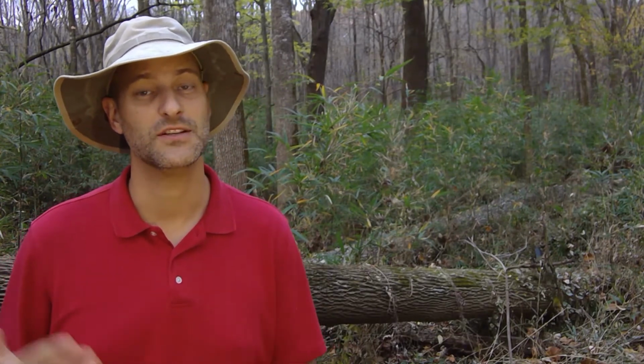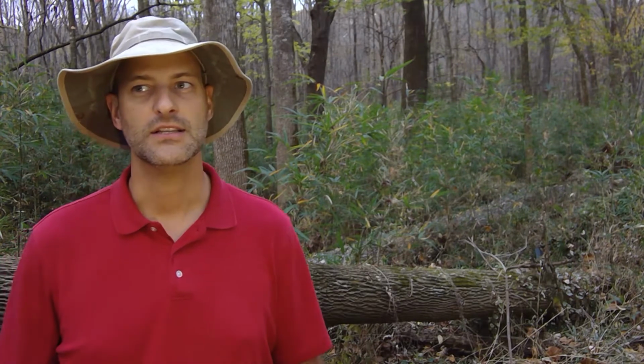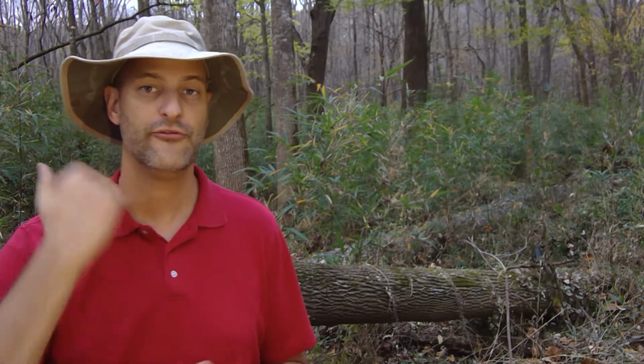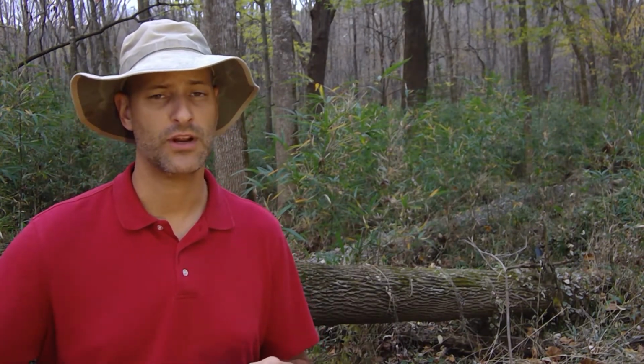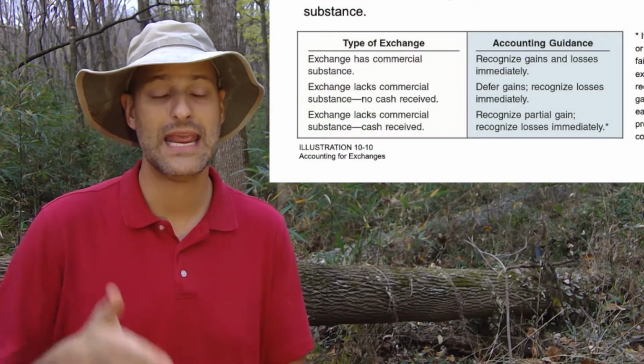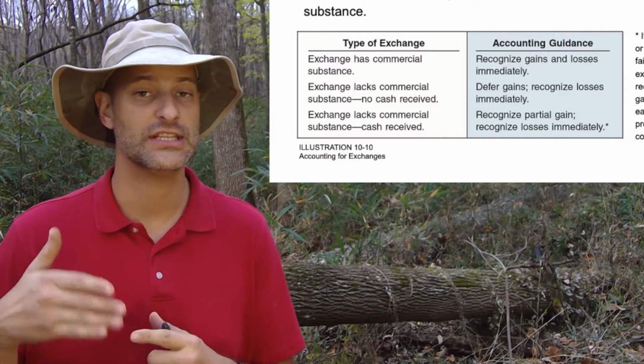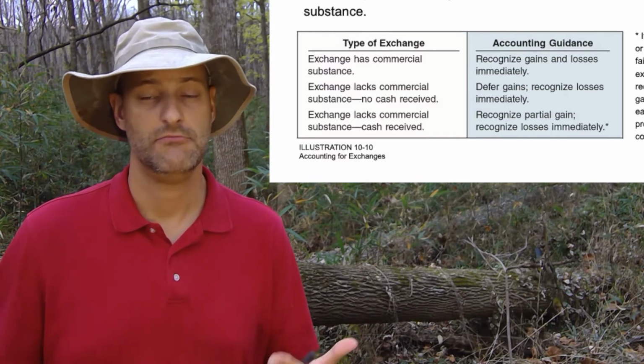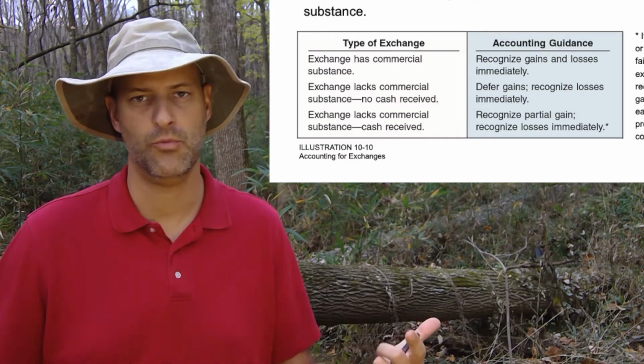So these do happen. There's a reason why that commercial substance criteria is here, because non-monetary exchanges have a strong propensity for abuse. And that's just one brief example of when that might happen. So now, depending on commercial substance, which I've just talked about, it does change how we account for things. We cannot take gains on a transaction that does not have commercial substance. That's the one big bottom line.